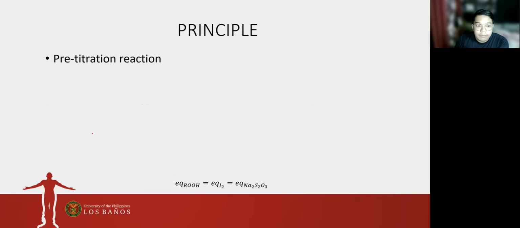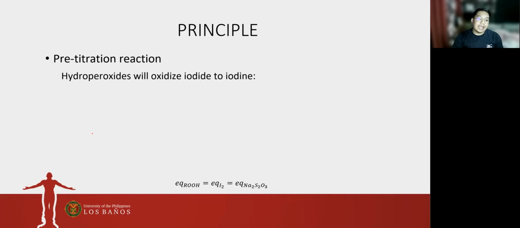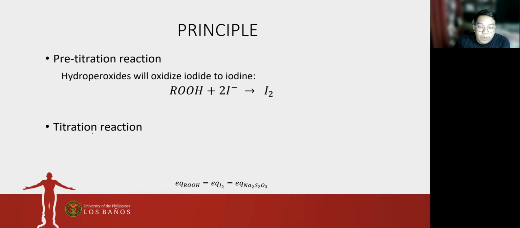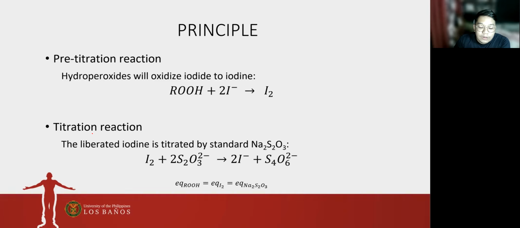So for the principal part, during the pre-titration reaction, what happens is your hydroperoxides o yung mga peroxides natin will oxidize iodide to iodine. Okay? Tapos, yung iodine natin dito will be the one titrated during the titration. The liberated iodine will be titrated by standard sodium thiosulfate solution, producing your iodide ion.